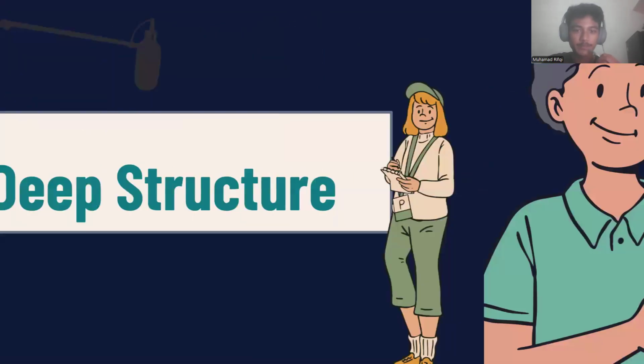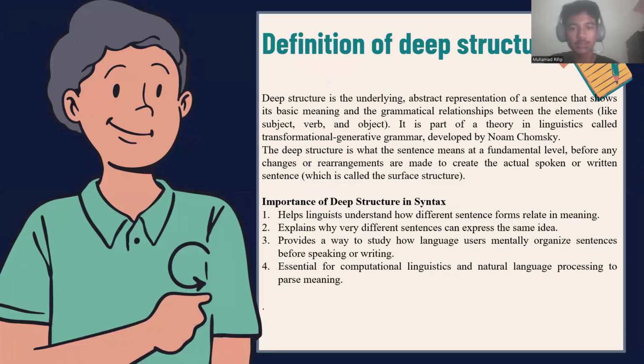Deep structure. Definition of deep structure. Deep structure is the underlying abstract representation of a sentence that shows its basic meaning and the grammatical relationships between the elements like subject, verb, and object. It is part of the theory in linguistics called transformational generative grammar, developed by Noam Chomsky. The deep structure is what the sentence means at a fundamental level, before any changes or rearrangements are made to create the actual spoken or written sentence, which is called the surface structure.